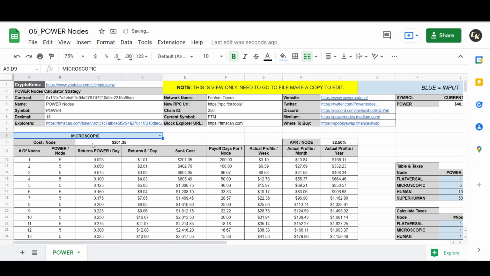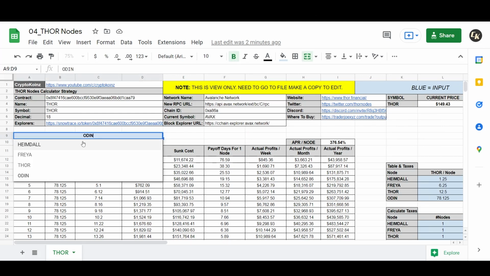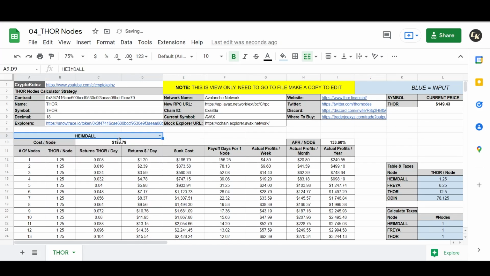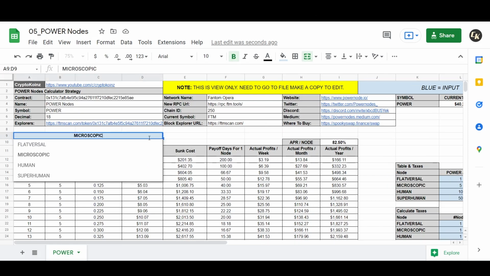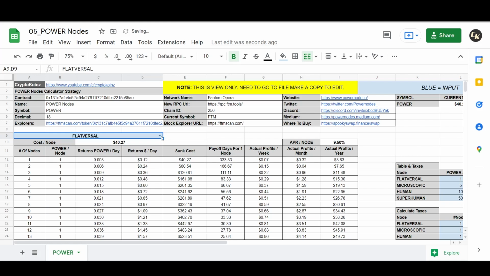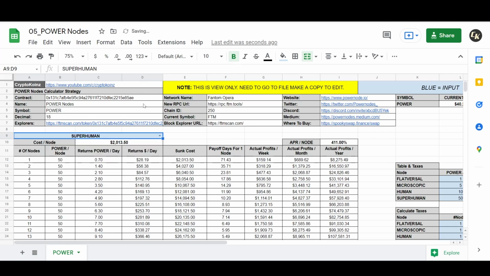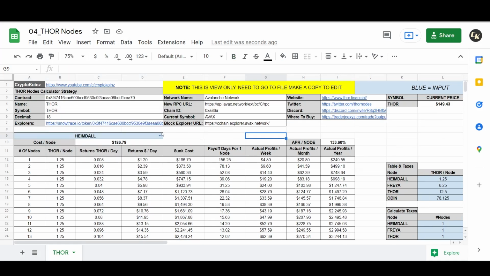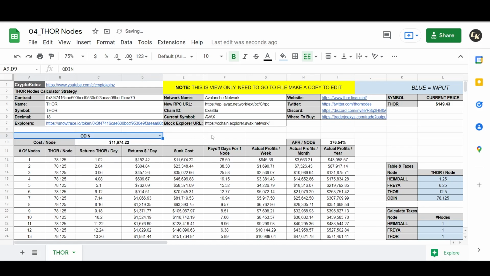You want to go at least with the microscopic, it's going to cost you $200 to get 82.5%. But if we go that route for $200, right now you can get Hemdell, and you will get a 133% return on your investment. If you have less money, it's better to go with the Hemdell instead of the flat Versal. I wouldn't recommend that. But if you have more money, it's better to go with the Superhuman than anything else Thor has available. So that's how the calculator works.